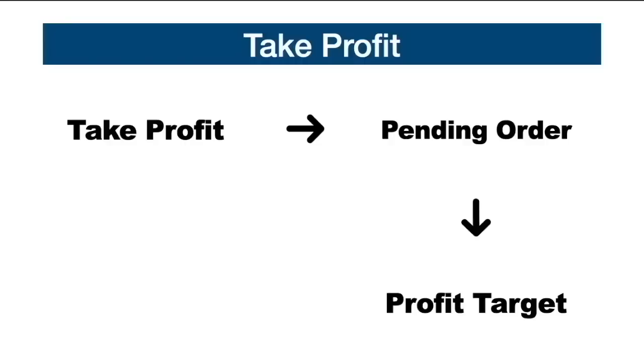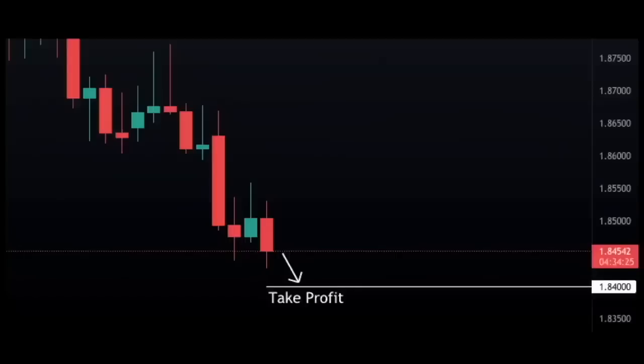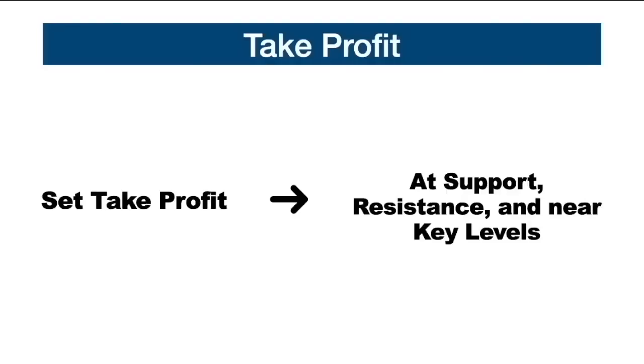The take profit is a pending order that automatically locks in the profit from the current open position. The take profit is used as a profit target, and when the price reaches the set level, the trade will automatically close in profit. The take profit represents a higher price when buying an asset, and a lower price when deciding to sell an asset. Take profit targets should always be set near sensitive areas, such as support and resistance levels.